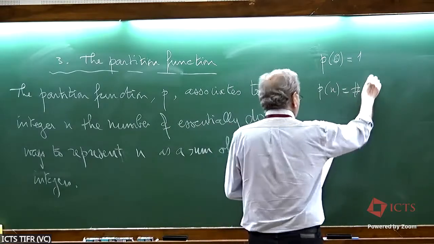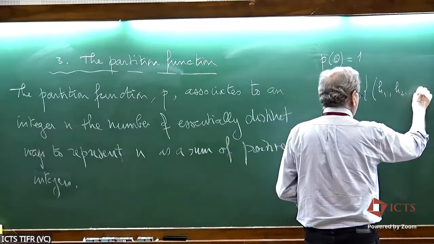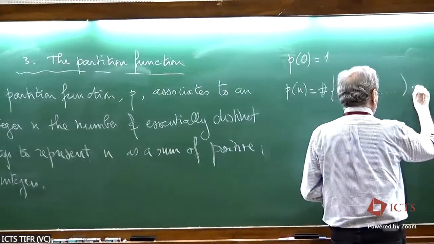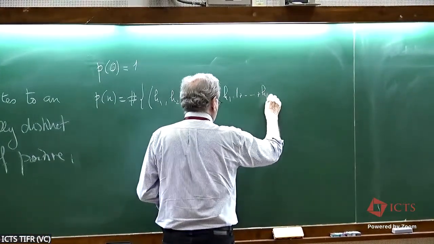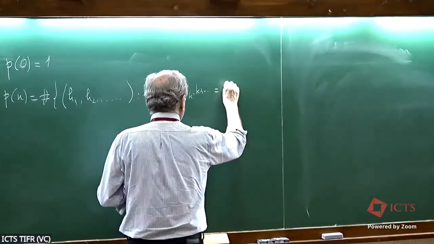Okay, because now you know what it is, because p of n is just, let me just recall it quickly, the number of sequences h1, h2, and so on, infinite sequences such that h1 times 1 plus and so on, plus hk times k plus and so on, is equal to n.